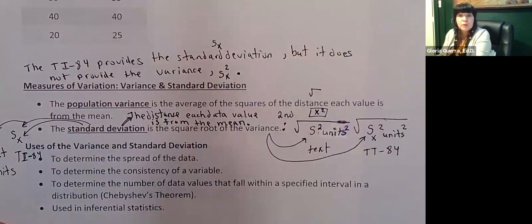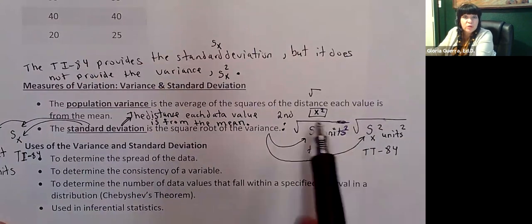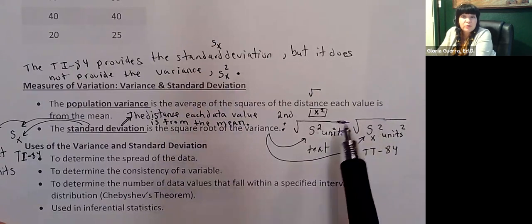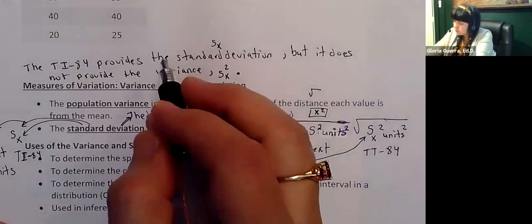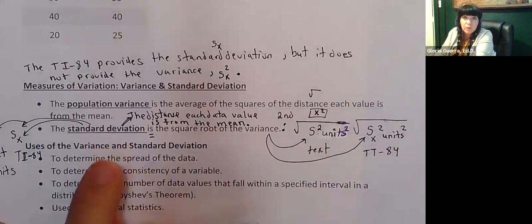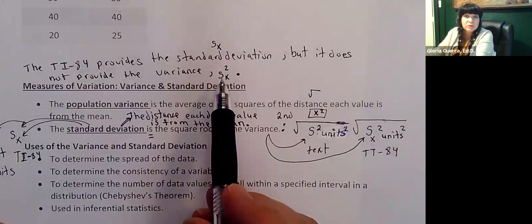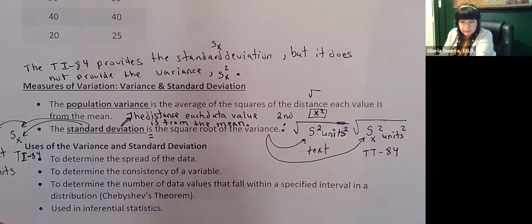Remember here, when we took the variance and we took the square root of that, that result gave us the standard deviation. But the symbol for variance is the little squared S sub x. That's the symbol that we use.